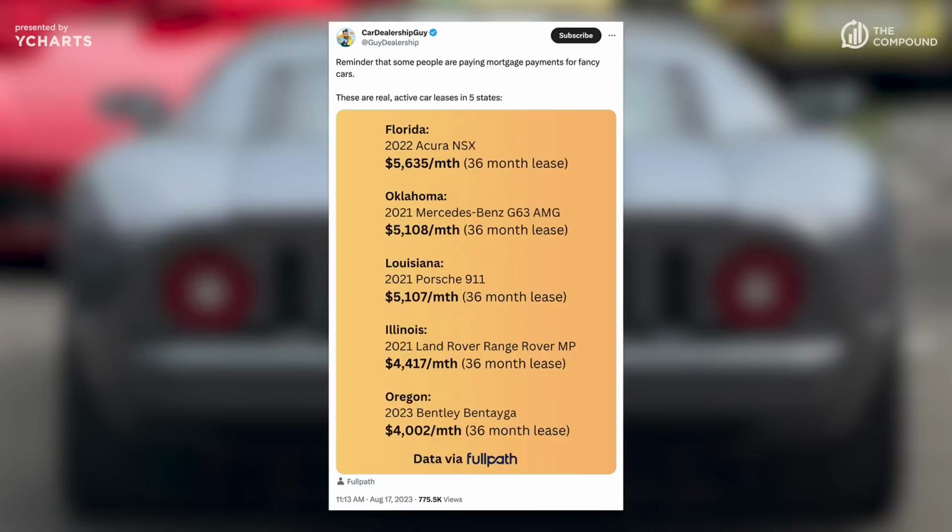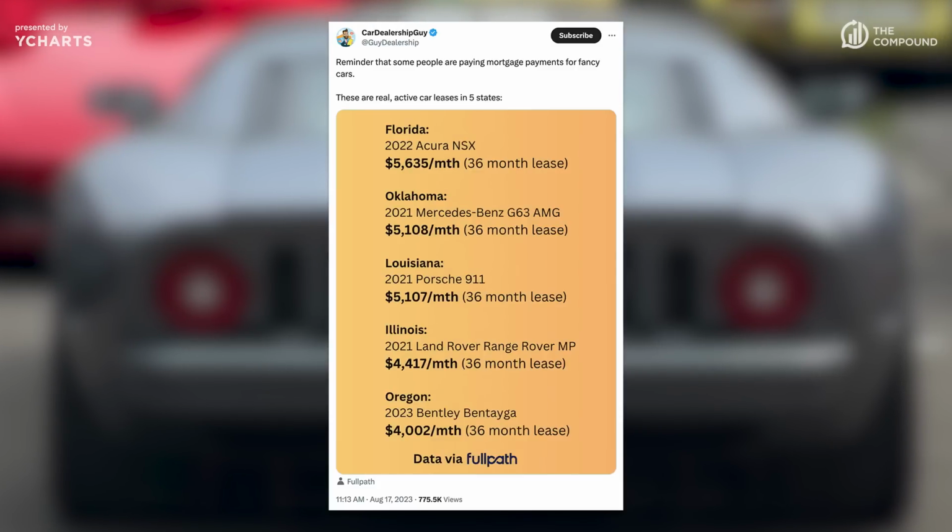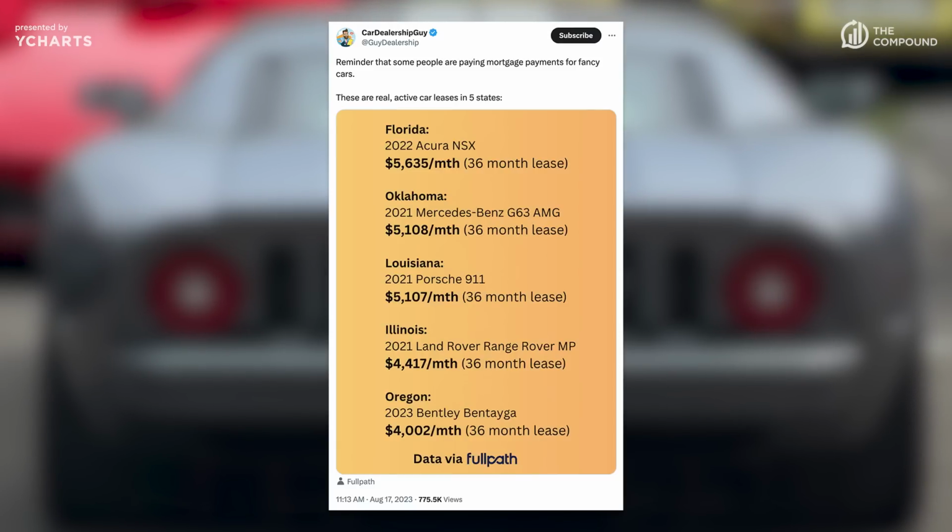A Mercedes G63 AMG, $5,100. A Porsche 911, $5,100. A Range Rover, $4,400. Oh my God. I know that these are really rich people, but would you rather have a Porsche 911 or a vacation home on the ocean or something? This is the difference here. It's unbelievable. It's so much money.